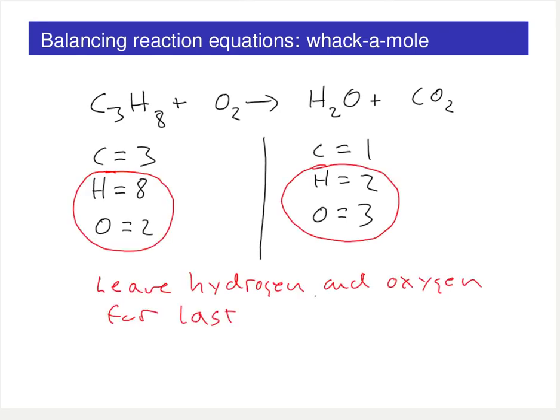Okay, so the first hint in picking which atom type to balance, because notice in this case all 3 of them are unbalanced, is I'm going to tell you to go ahead and leave hydrogen and oxygen for last. Okay, leave hydrogen and oxygen for last and go ahead and balance that carbon atom first.